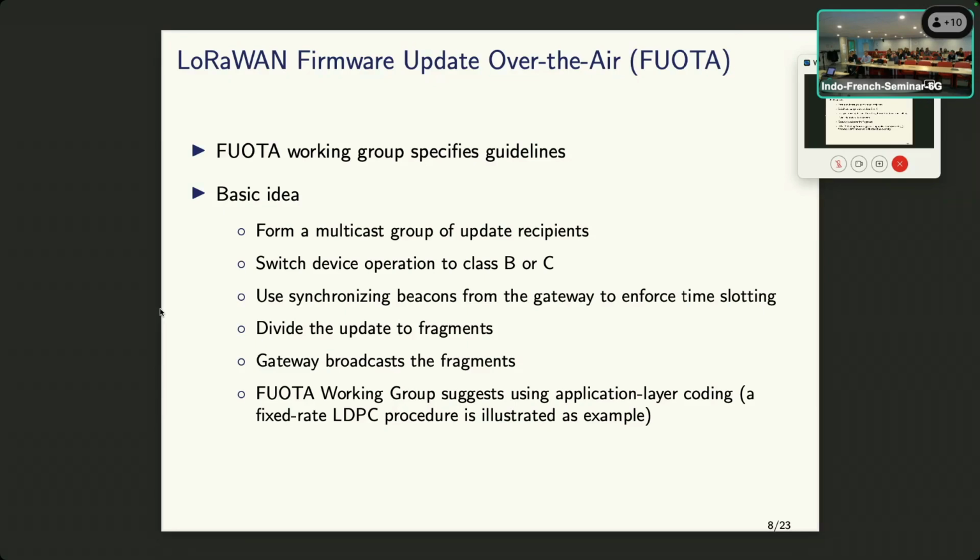In class B, there are synchronizing beacons from the gateway. With that, the sensors are synchronized. They periodically open their receive windows. During those receive windows, the gateway can transmit. Or they can be moved to class C, in which the sensors are always in the receive mode. That is extremely energy inefficient, so generally class B is preferred. But again, the general idea that concerns us is that for FUOTA, the devices have to be in receive mode even though they don't have anything to transmit themselves.